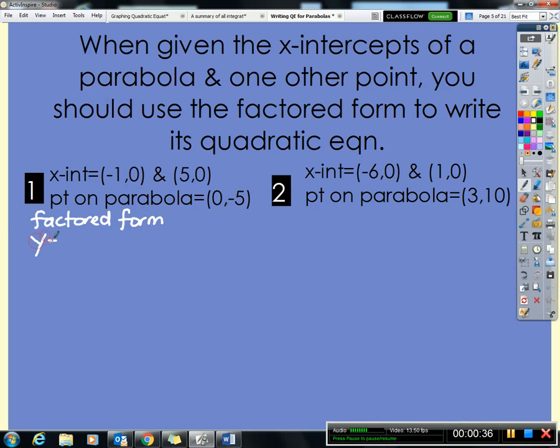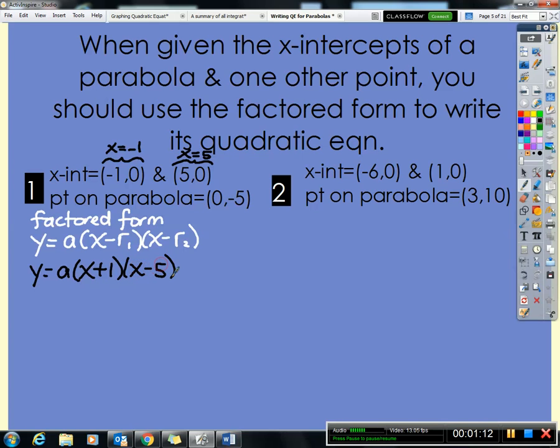And y equals a times x minus r sub 1 times x minus r sub 2 is the factored form. So we start and say y equals a times, now if one of your roots or one of your solutions is x equals negative 1, then the factor you would write down would be x plus 1. If 5, 0 is a root, then you're saying the solution is x equals 5. So x minus 5 would be the corresponding factor.